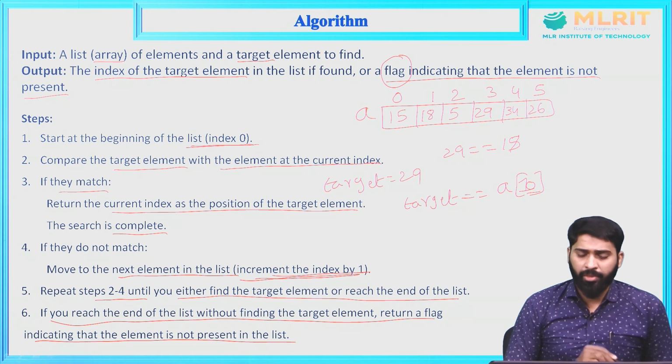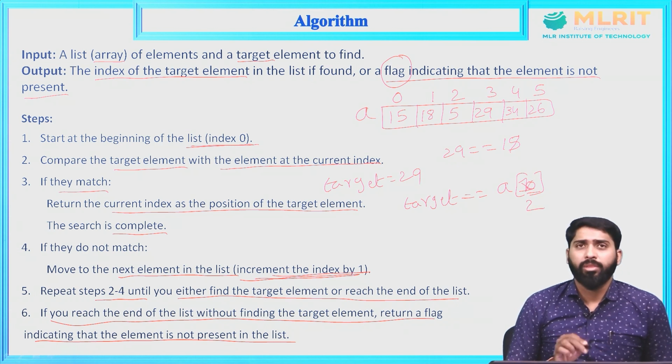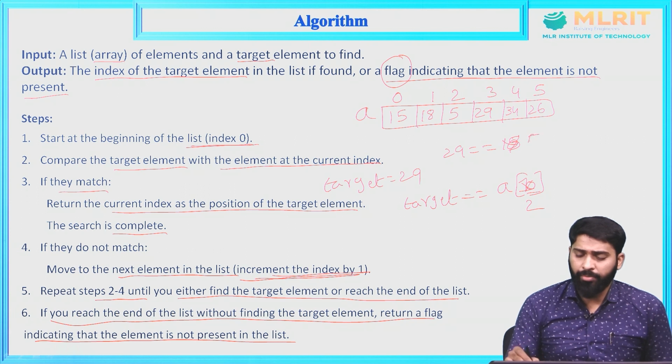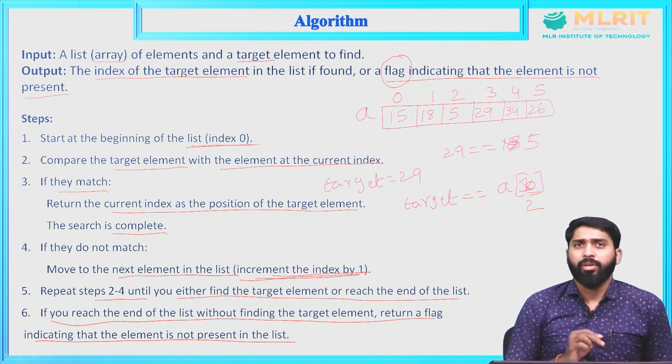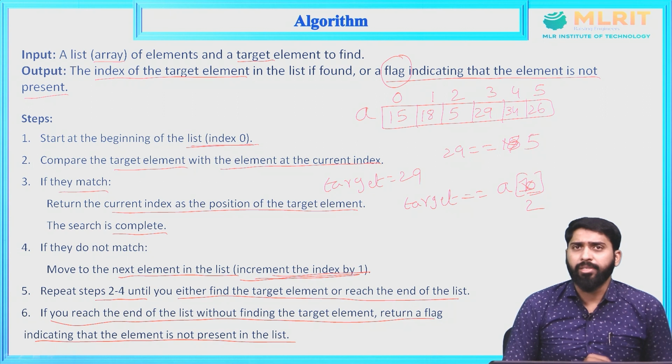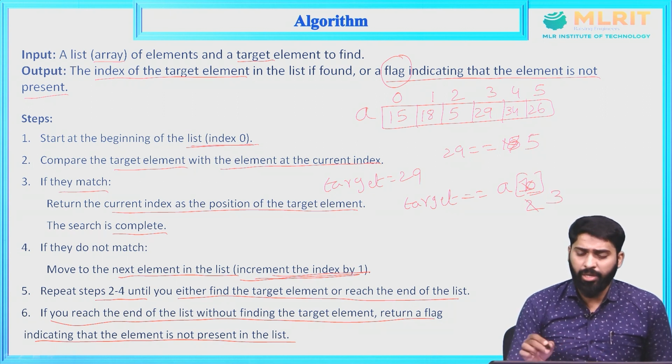Not found. Then again increment the index to A[2]. What is A[2]? 5. Not found. Again increment the index. The index was 2, now it is 3. What is A[3]? 29. So 29 equals 29. True.